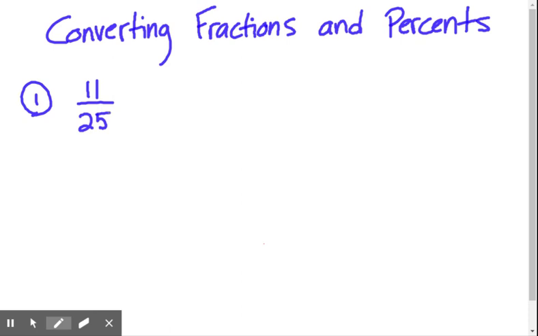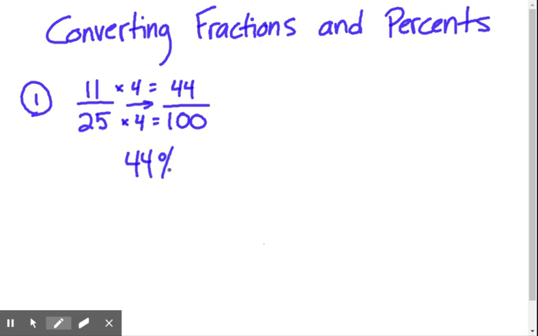So for this first fraction that I have here, I'm going to think, okay, a percent is a number out of 100. So basically my goal is to figure out, okay, 11/25 would be what out of 100? And I can think, okay, well, 25 is a factor of 100. So if I do 25 times 4, that's going to get me 100. So why don't I just do 11 times 4? And that would give me 44 out of 100. So all that means is that 11 over 25 is 44%.